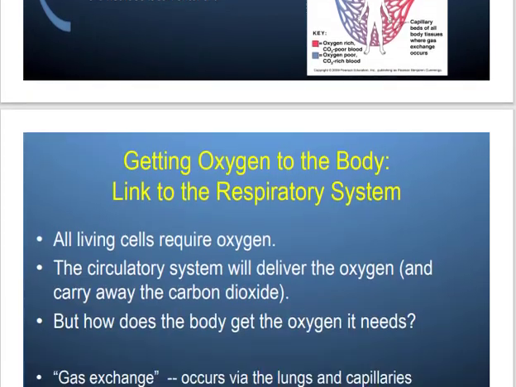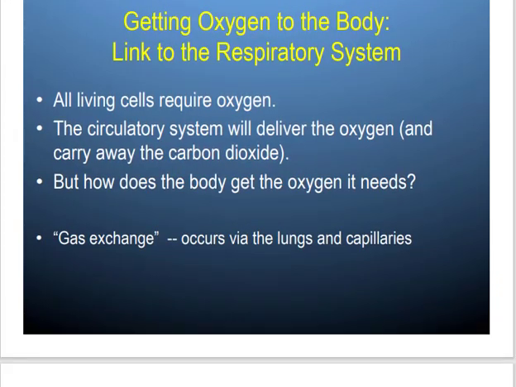And why is oxygen so important? Well, because all living cells require it. Your cells need oxygen to do what they do, to make energy, to break down various resources, to build things. Your brain needs it just to function. So again, you need oxygen. So you need the circulatory system delivering that oxygen and carrying away the carbon dioxide.